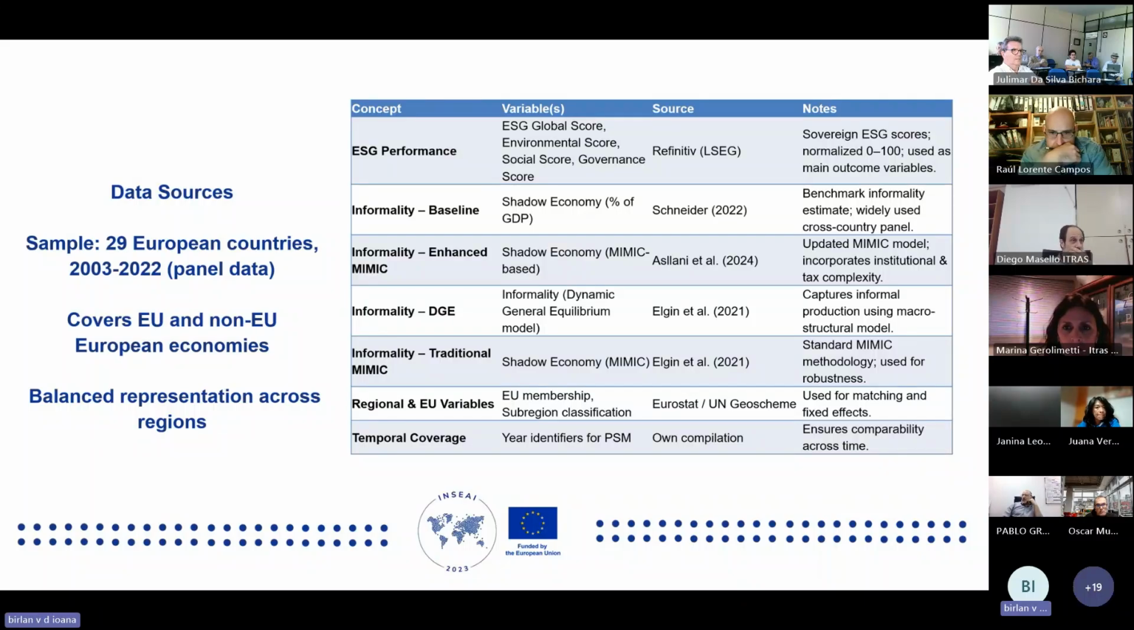For our data sources, we used 29 European countries from 2003 to 2022. So we had panel data. We covered EU and non-EU European countries, and we made sure that we had balanced representation across the regions.